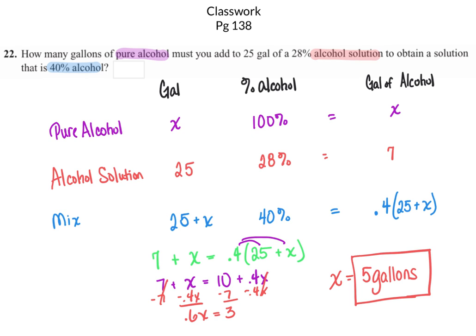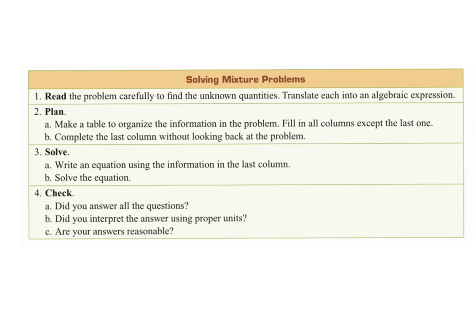All right. So I want to show you one more type of problem, and then I'll give you your homework. But really quickly before we do that last type of problem, in your book, they have kind of the step-by-step, what do you do to do these? Read the problem carefully to find the unknown quantities, translate it into algebraic expressions. So before you do anything, read the entire problem. It may seem overwhelming, but read the whole problem first.